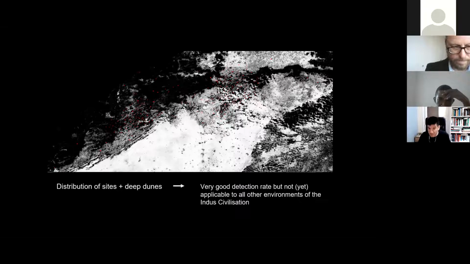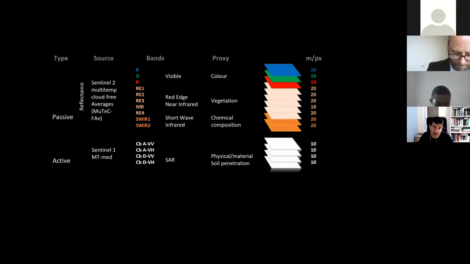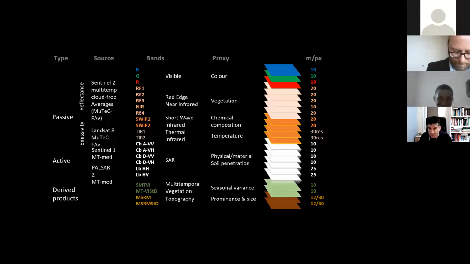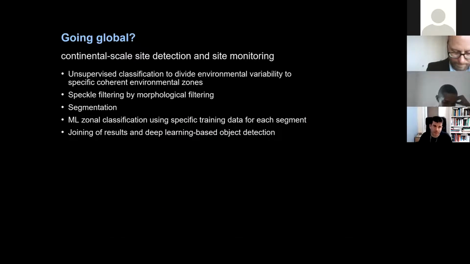So we have a very good detection rate, but it's clear that this algorithm, this method, is not applicable as it is to all other environments of the Indus civilization. So we have been working quite a lot lately with improving this method, using also emissivity data from other satellites and new types of active data, and also derived products that I have been developing on purpose to tackle archaeological sites. With these improvements, we think we can get a kind of global continental scale site detection algorithm.